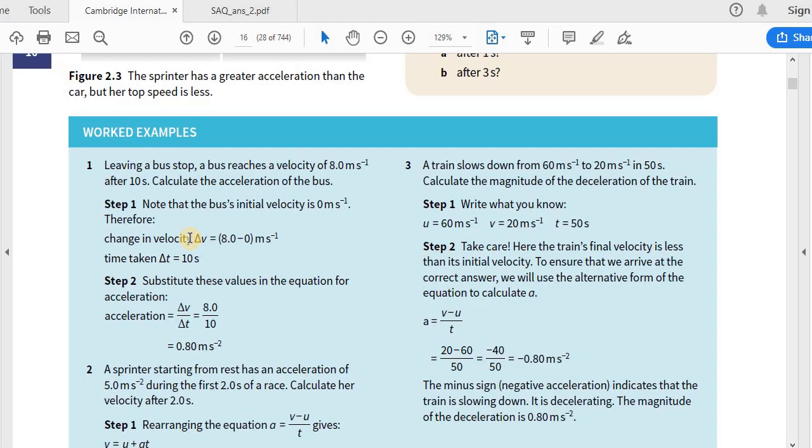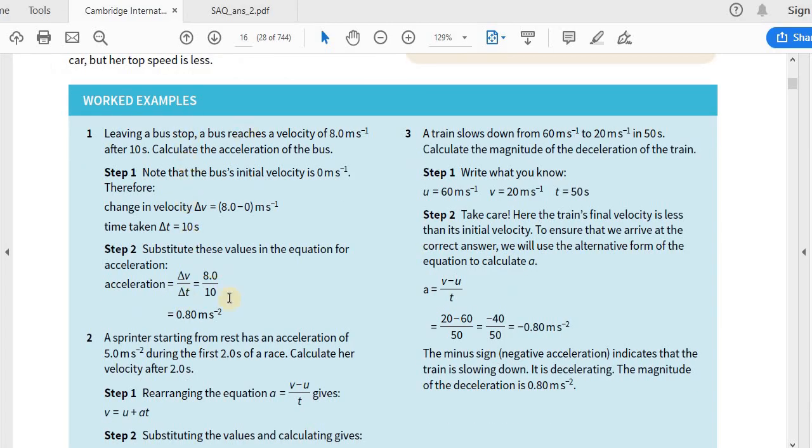Okay, to help you understand better, let's go through this example for consolidation. Leaving a bus stop, a bus reaches a velocity of 8.0 meters per second after 10 seconds. Calculate the acceleration of the bus. A very simple question. First thing you can do is, if you want, draw a diagram and write down the quantities they have given in the question, because this will make it easier for you to do this question. It makes it less complicated.